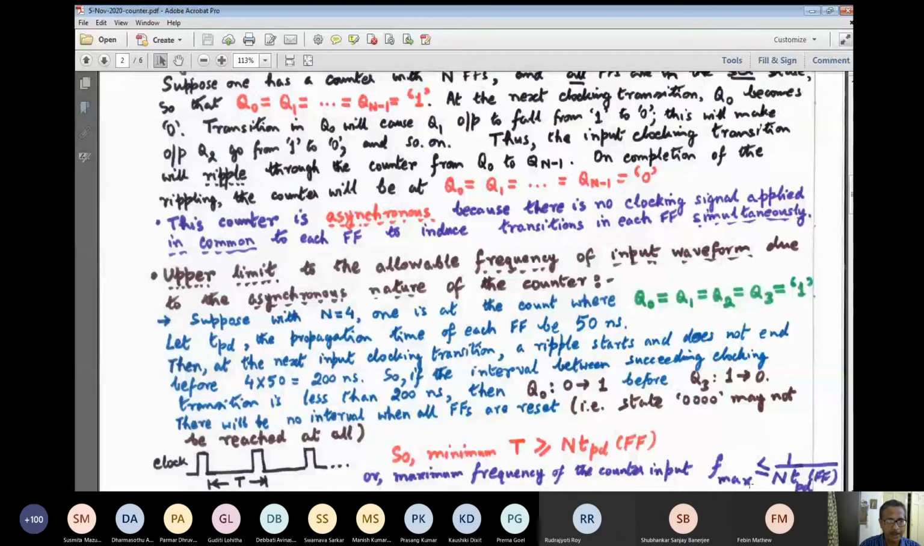Okay, so is it clear? The upper limit of the allowable frequency of the input waveform for this ripple counter, is it clear to all of you, dear friends? I believe it is clear, no? Yes, sir. Okay, thank you.